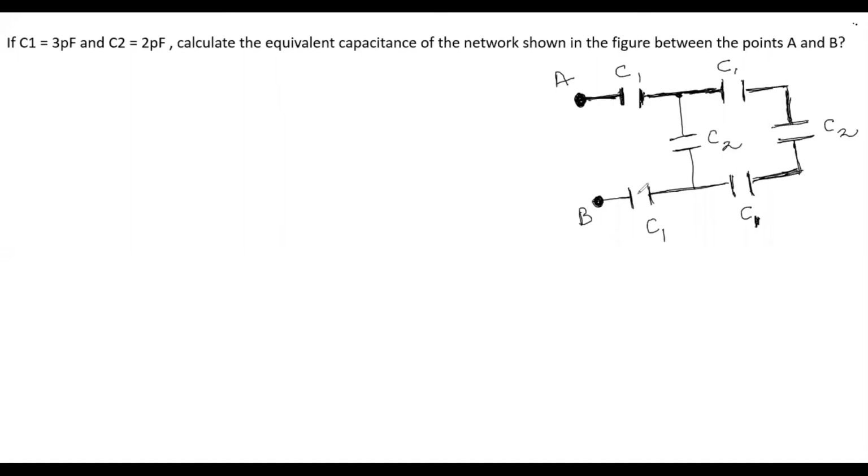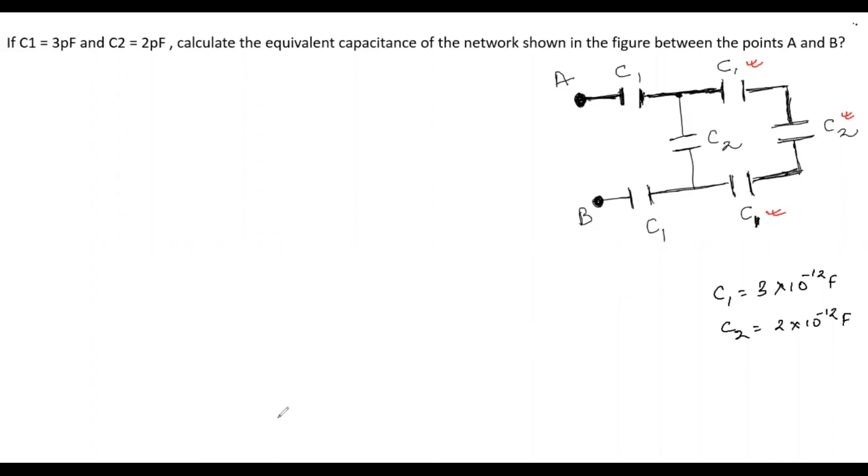Okay, if you see this arrangement, here the capacitance values of C1 and C2 are given to us. C1 is 3 picofarad, that means 3 into 10 to the minus 12 farad, and C2 is 2 picofarad, that is 2 into 10 to the minus 12 farad. Alright. Now for this arrangement we have to find the effective capacitance. If you see these three capacitors, C1, C2, and again C1, all three are arranged in series.